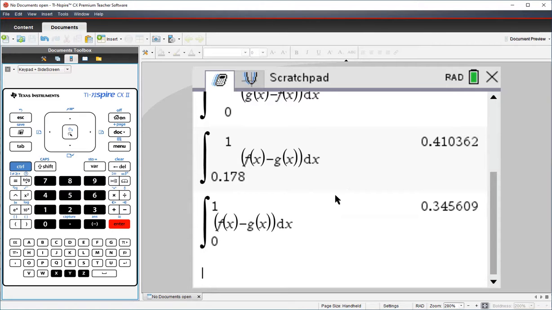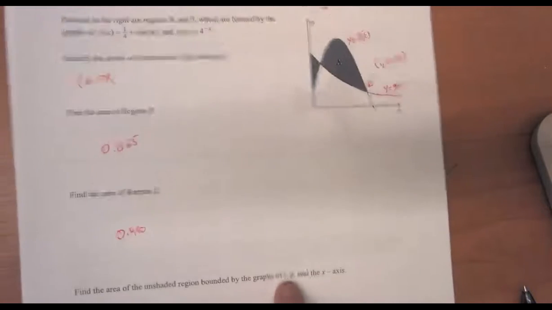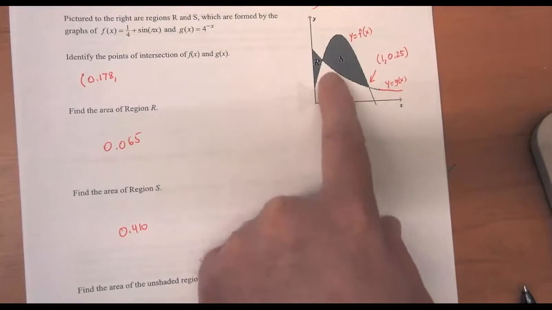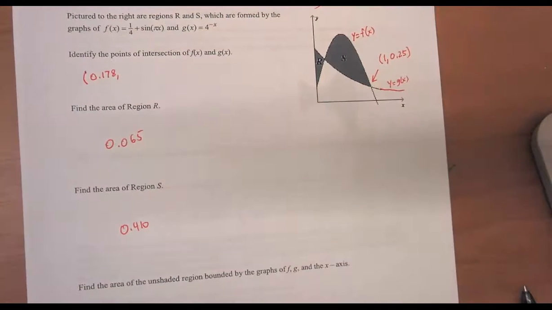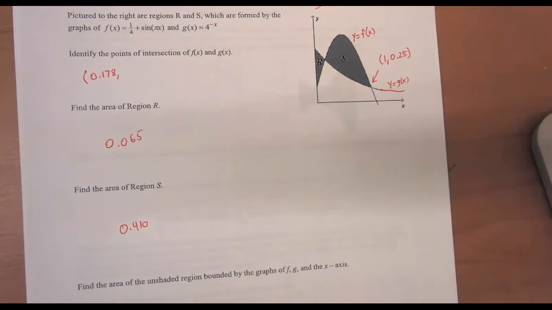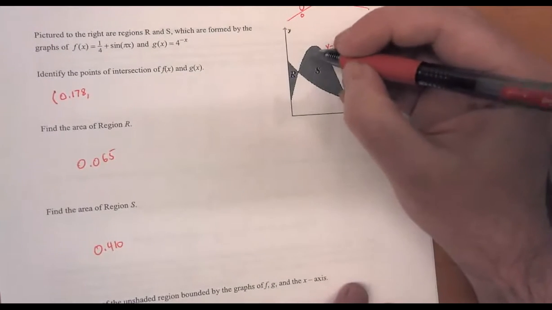All right, the last question we have here, and I'm going to pop back to the document camera for this, is that we want to find the area of the unshaded region bounded by the graphs of f, g, and the x-axis. So we want the area of this shape right here. Okay? So if you haven't thought about that, think about it now. You might need to do some extra calculations before you're able to figure this out.